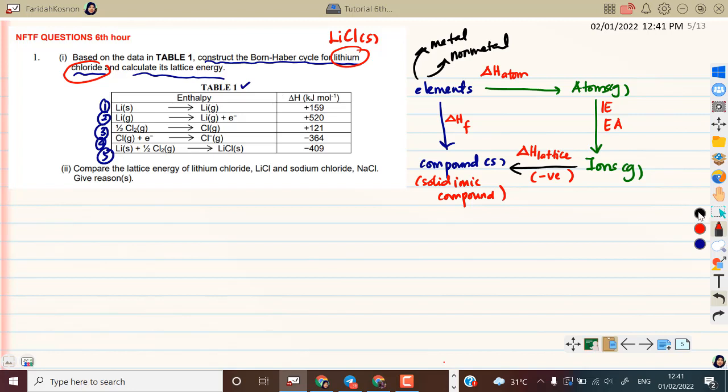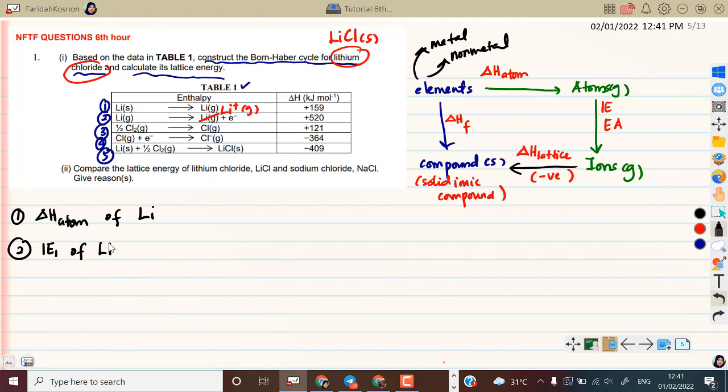Okay, for thermochemical equation number 1, so kalau you tengok kat sini, lithium solid forms lithium gaseous atom. Okay, so this one is enthalpy of atomization of lithium, where lithium is the metal. Okay, equation number 2, ada sedikit pembetulan di sini. You betulkan lithium gas ini adalah lithium plus gas. Okay, lithium gaseous atom remove 1 mole of electrons and form 1 mole of lithium gaseous ion, Li+. So that is first ionization energy of lithium.